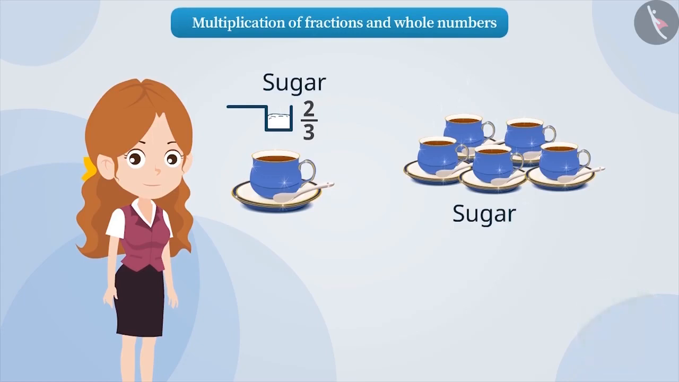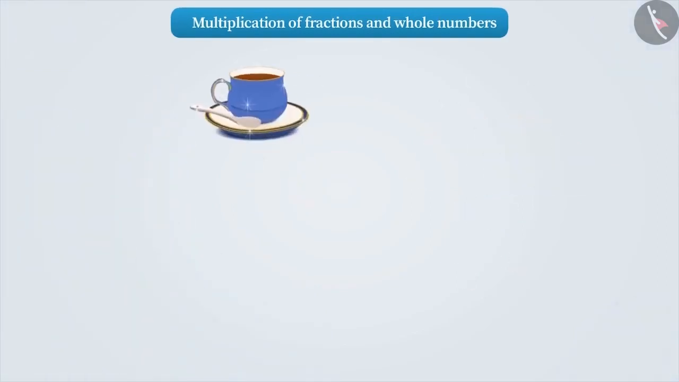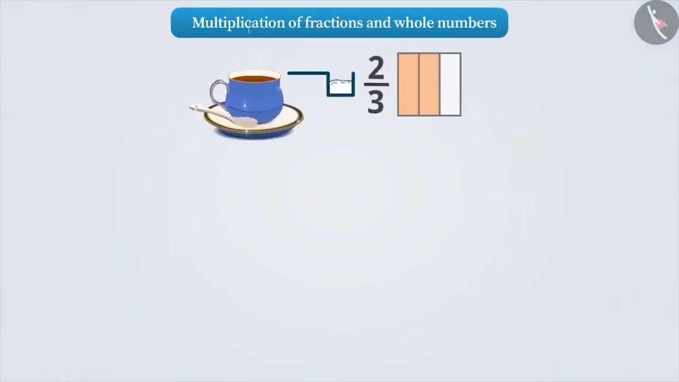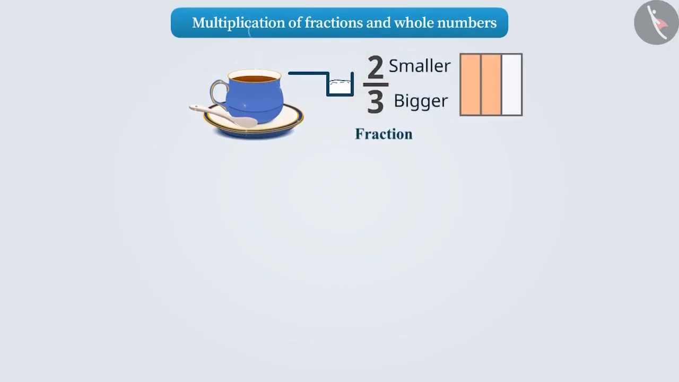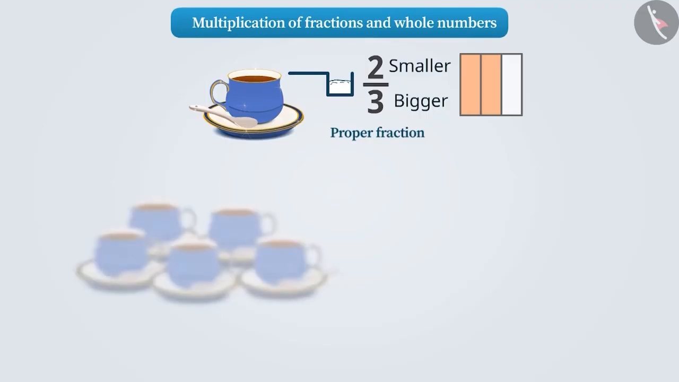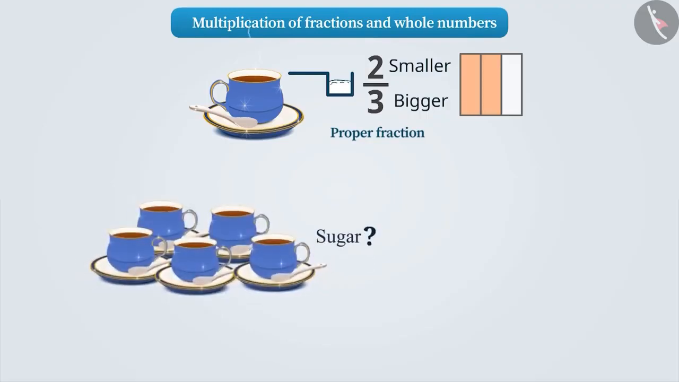In such situations, it becomes necessary to multiply fractions. Here, we need to multiply a whole number and a fraction. So let's learn how to do this. Nisha uses 2/3 teaspoon of sugar for each cup of tea. This is a fraction. In this fraction, the numerator 2 is smaller than the denominator 3. Such a fraction is called a proper fraction. We have to find out how much sugar will be required for 5 cups of tea.